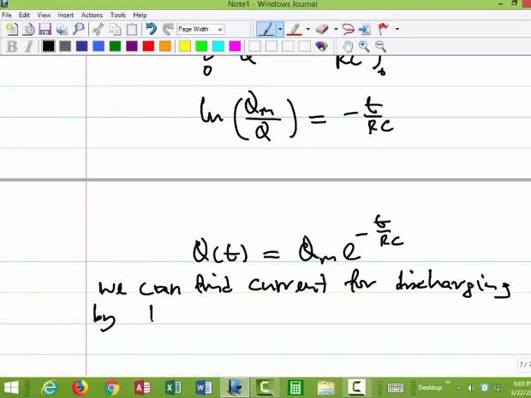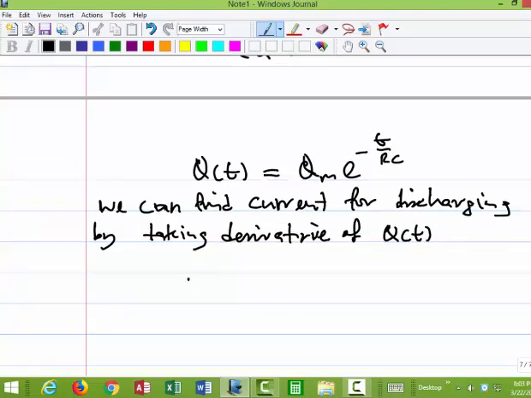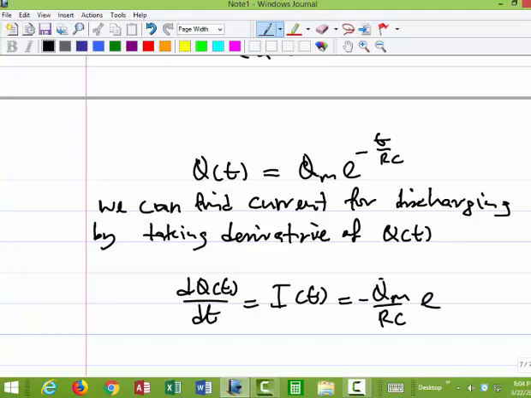By taking the derivative of Q of t, if you take the derivative of Q of t, then we'll have dQ(t)/dt equals I(t), and this should be equal to (Q minus Qm) over RC e raised to the power minus t over RC.